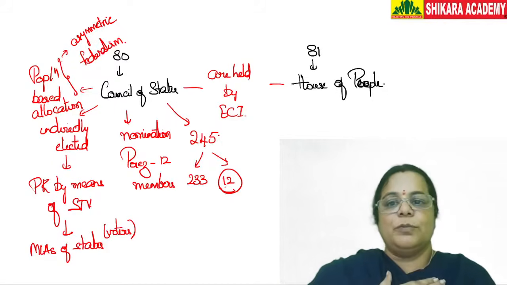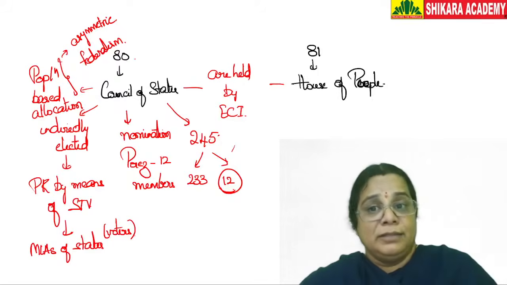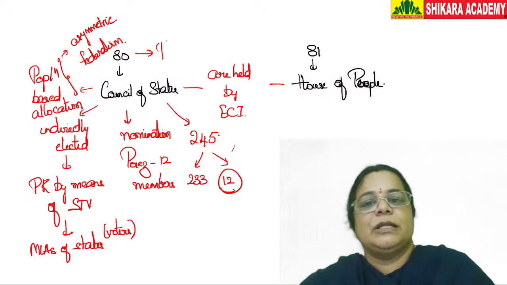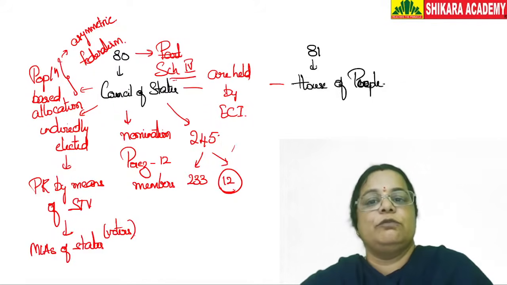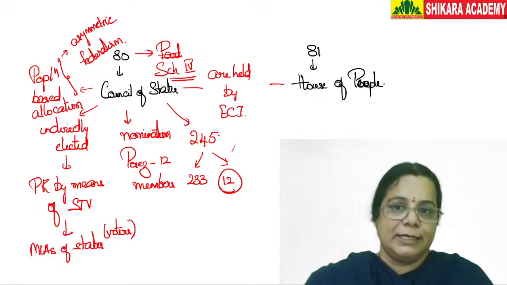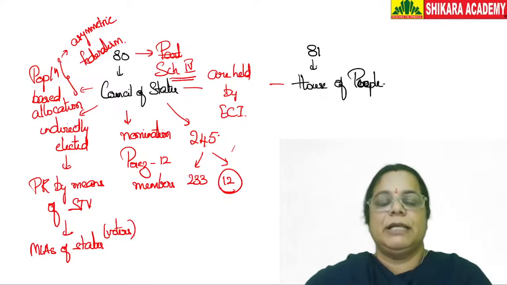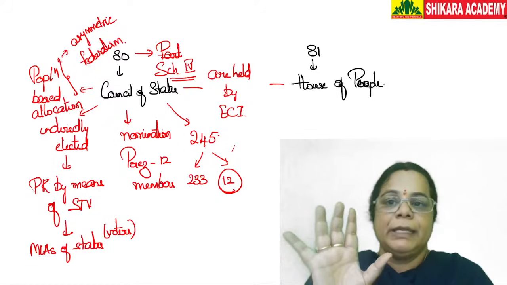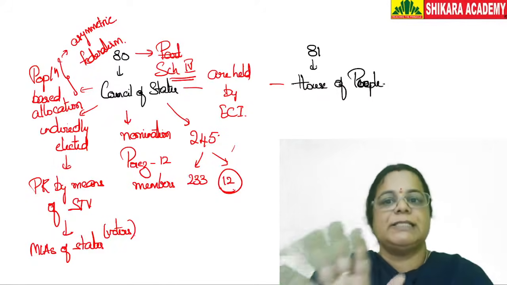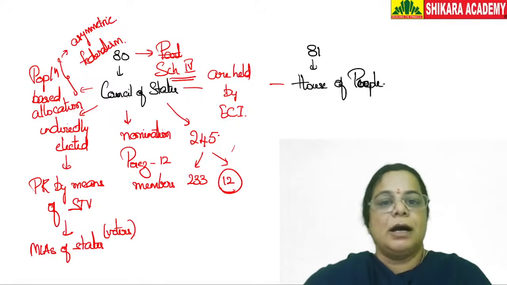Now, I want to know how many seats are allocated to my state. Where should I look? This article tells us that the number of seats allocated to each state will be given in Schedule 4 of the Constitution. Schedule 4 will tell me how many seats are allocated to each state. The basis for allocation of seats is actually given in the article. So all this information is given under Article 80.